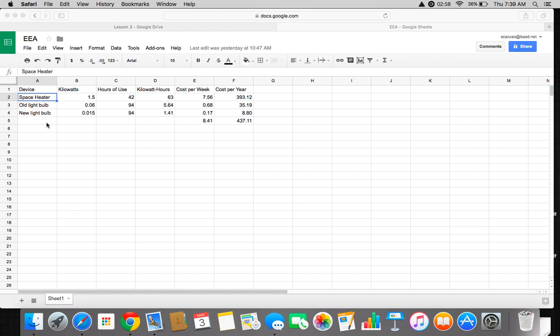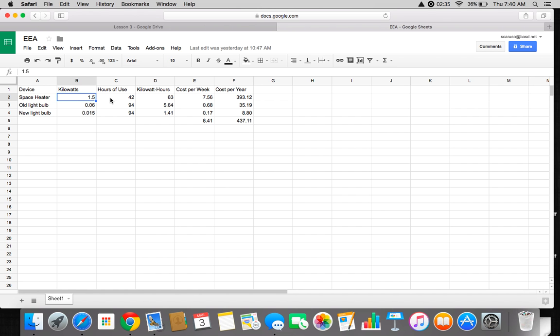All right, the data table part of this should be pretty easy. You're just going to go in and put your headings in for device, kilowatts, hours of use, and so forth. When you go through, the only trick is for the kilowatts: the space heater is actually 1,500 watts, the light bulb 60, and the new light bulb 15 watts. You need to move the decimal 3 to the left to convert.